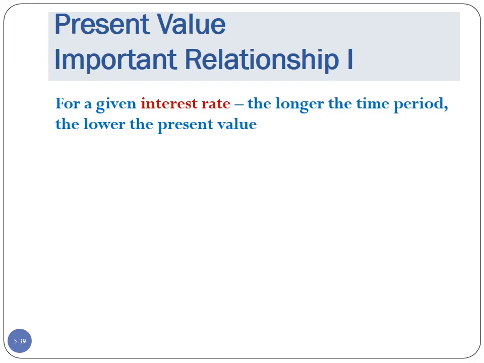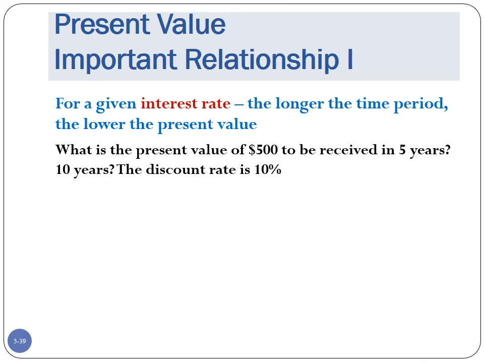So these are some important aspects of the present value relationship. For a given interest rate, the longer the time period, the lower the present value. So the more time we consider, the more the effect of discounting. So what's the present value of 500 to be received in 5 years, 10 years?